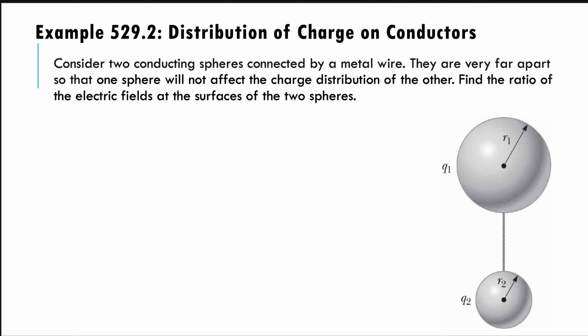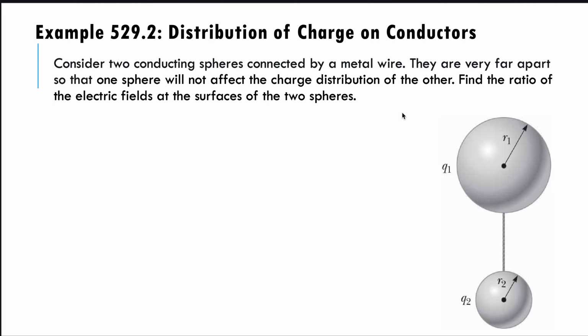Let's do one final example. I put it here to explain another property of conductors in equilibrium, which is that the surface charge density and the electric field are stronger when you have a sharper point. So I thought it would be very good to show this.